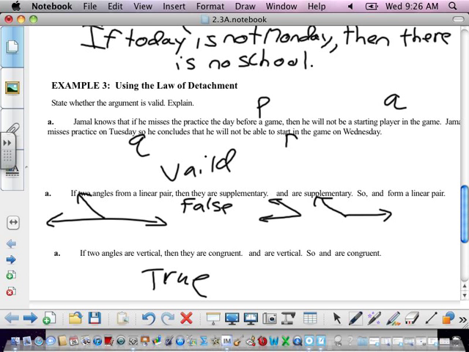Michael knows that if he does not do his chores in the morning, he will not be allowed to play video games later that day. Michael does not play video games on Friday, so he must have not done his chores Friday morning. Valid or invalid? Valid. Invalid. He might be going out with a friend. He might be going to a movie.